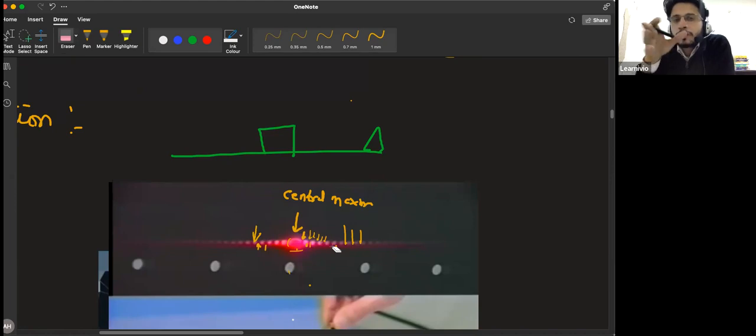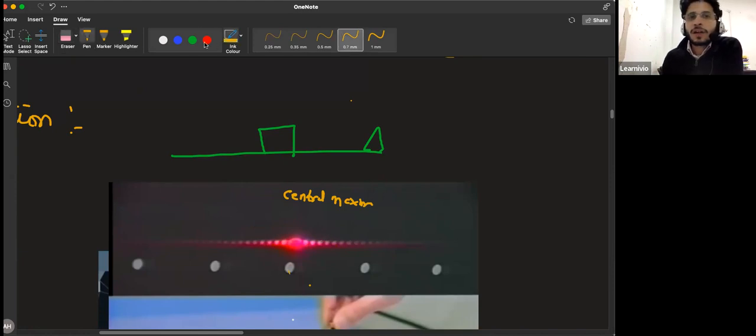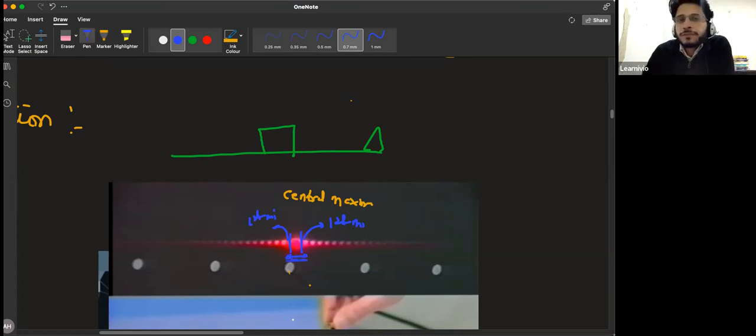So we don't calculate the width of every maxima. What we do is we calculate the width of the central maxima. And it's a very easy trick to calculate the width of central maxima. The trick says, see, this is central maxima. Just after central maxima, you have first minima. Here also, just after central maxima, you have first minima. So if you can calculate the separation between two first minima, you get the width of central maxima. This is a trick that we use.